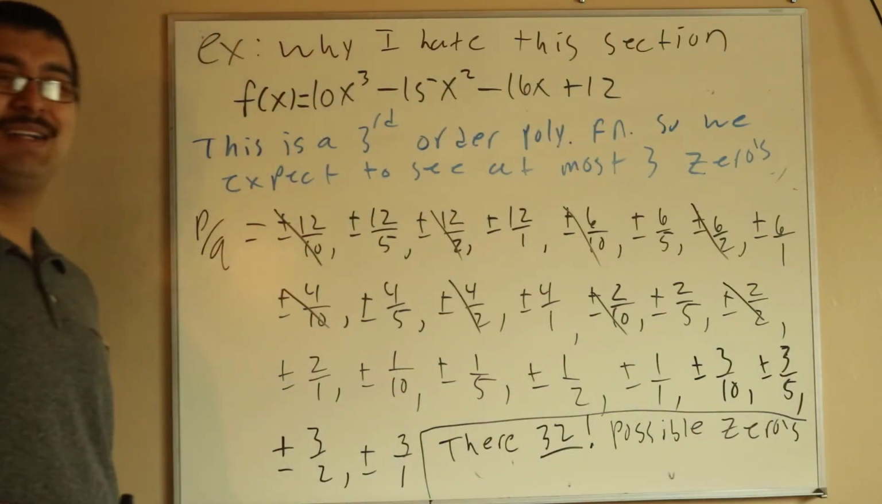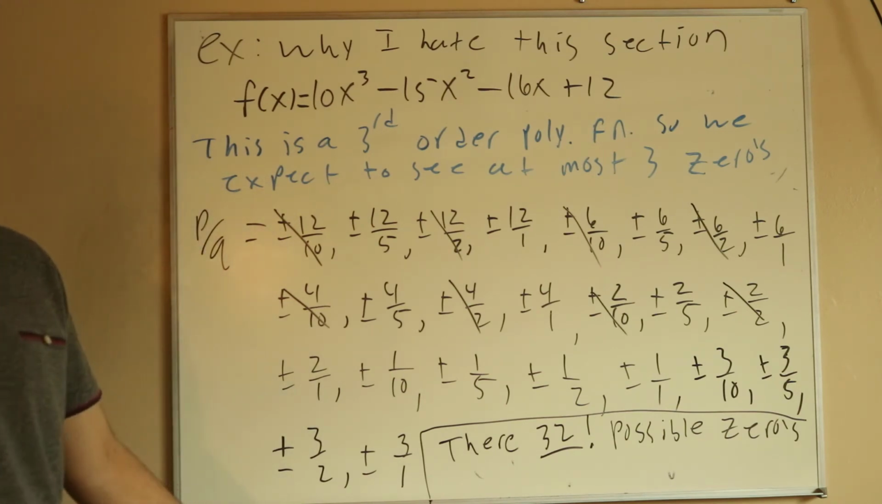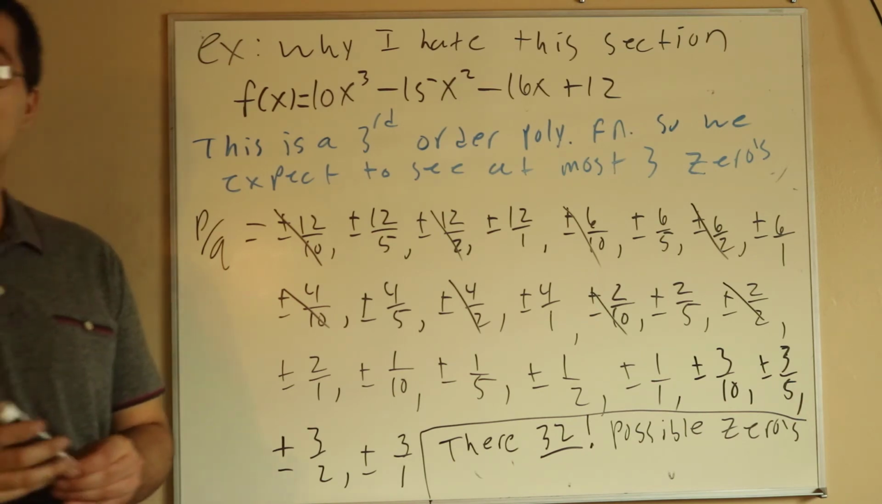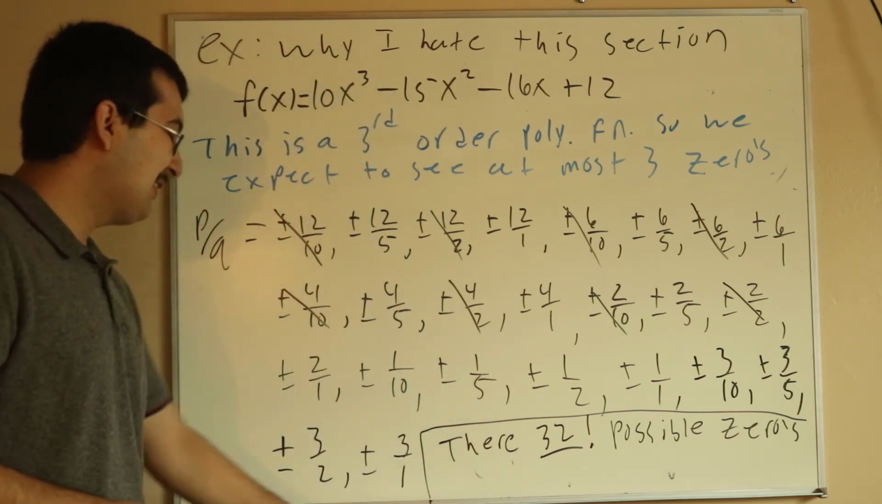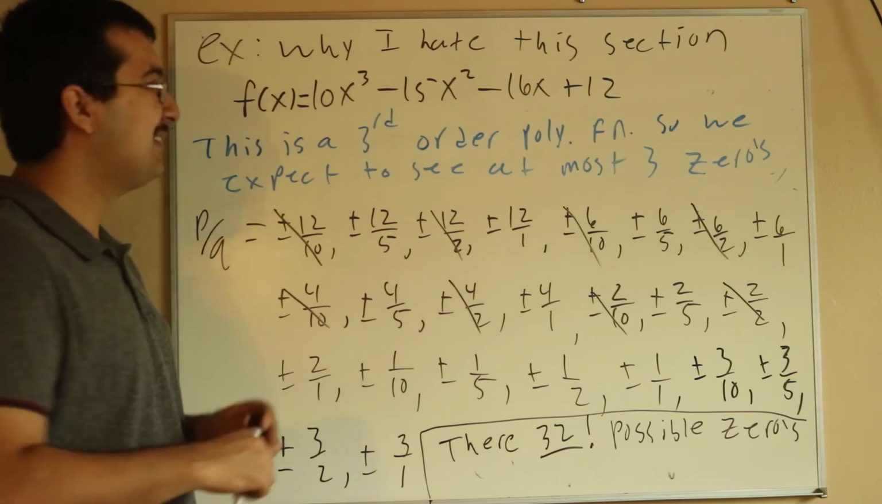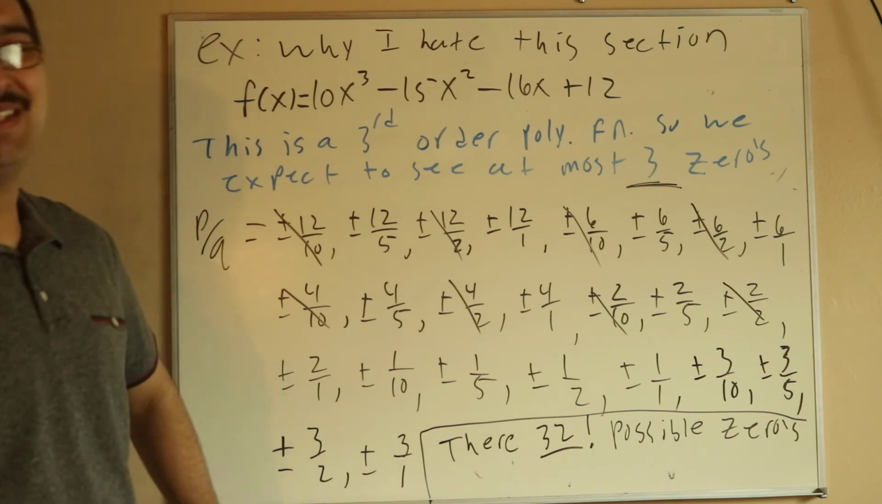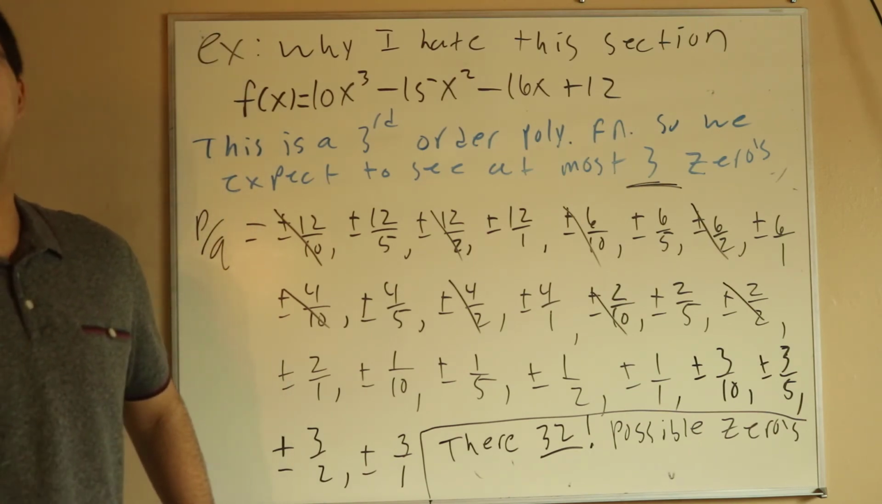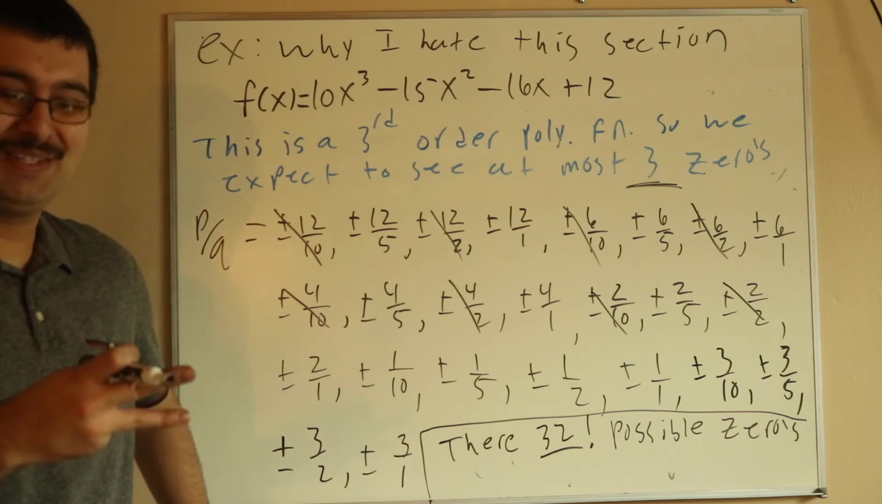And I want you to go back and remember the first statement we made. At most, how many zeros will there actually be? 3. Out of 32, at most, we could possibly end up only using 3 of them.